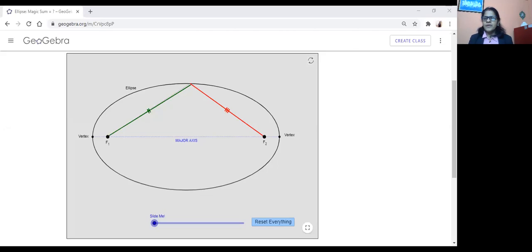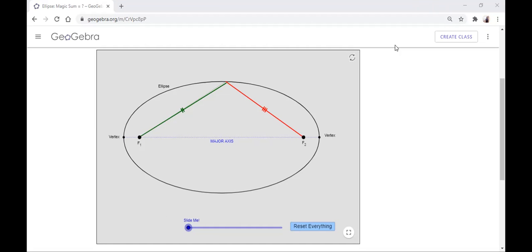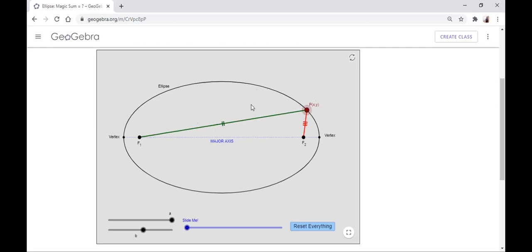I have been using Geogebra to make you see the formation of the conic section. Here you can see, I just want to reset everything. Here you are able to see the point P(x, y). See the movement of P(x, y), P with coordinates x and y. When P is moving like this, you can see every time.